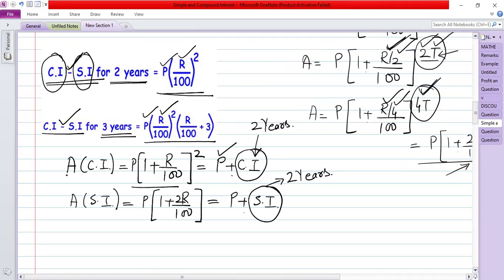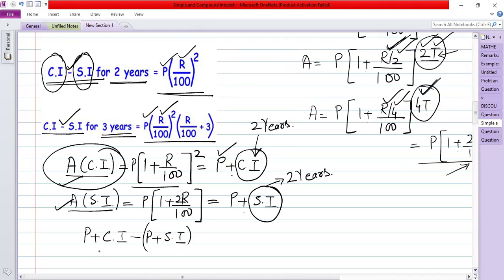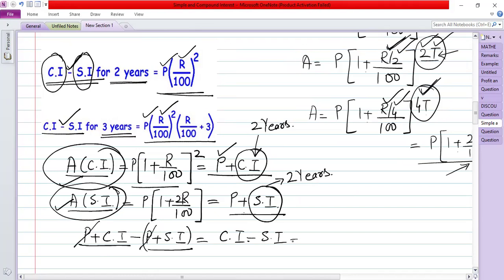Now, if we take the difference of these two amounts, it will be nothing but P plus CI minus P plus SI. One can very well see this amount is nothing but P plus CI, and this amount is nothing but P plus SI. So this will obviously be CI minus SI, the compound interest minus simple interest, because P cancels.